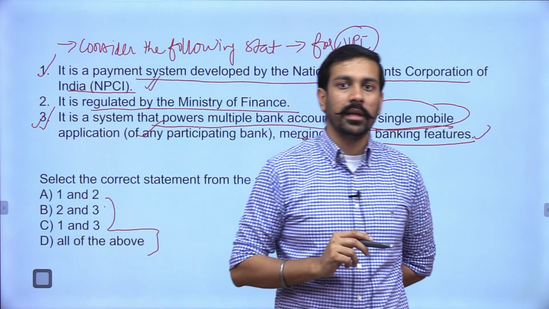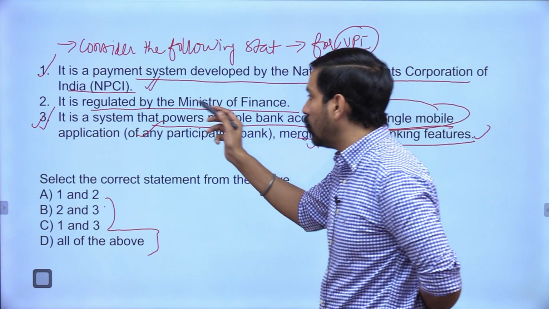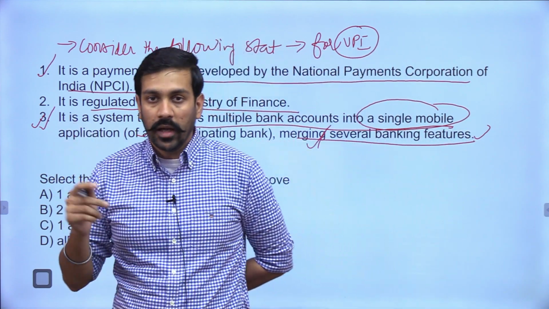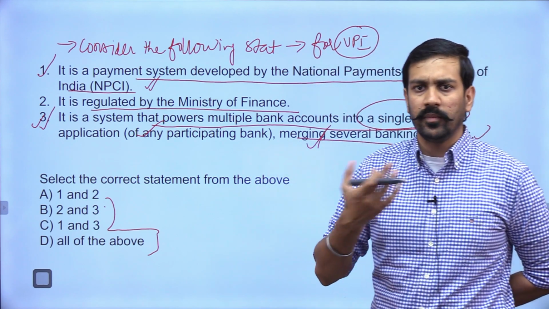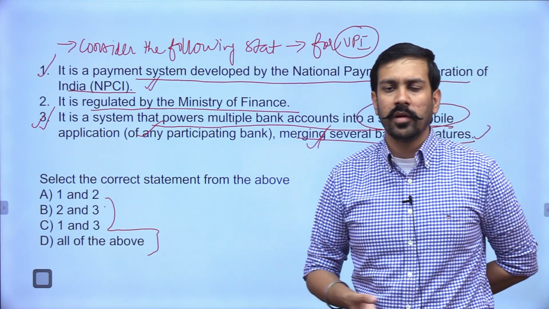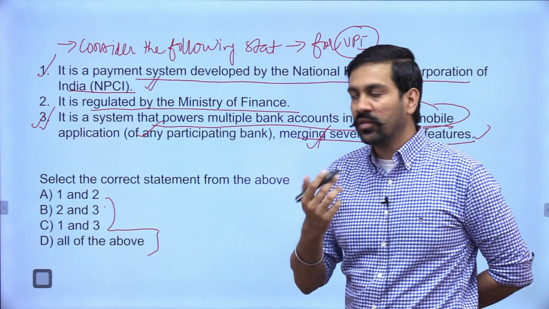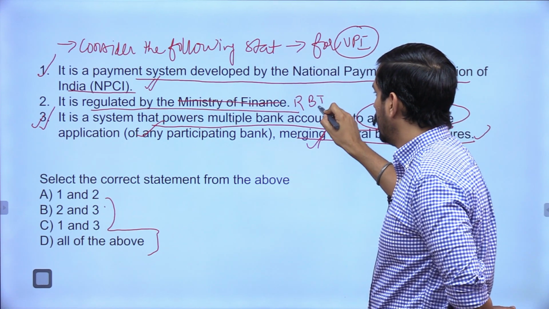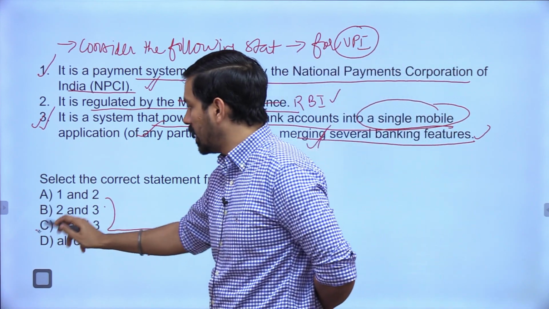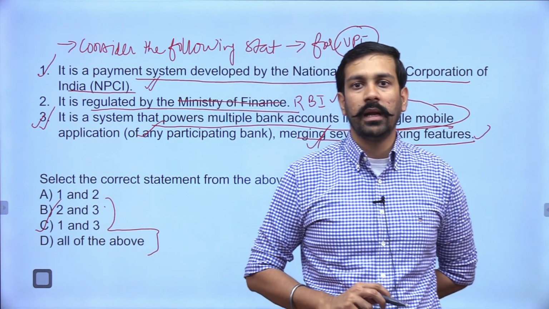Now what is the problem here? The problem is with respect to the second statement, that it is regulated by the Ministry of Finance. In the paper you may get confused due to pressure that yes, UPI is related to economics and the Ministry of Finance is an apex body that regulates all things, but it is not the case. It is regulated by RBI. So in that context, 1 and 3 are the statements that are correct. So that will be all from my side. Thank you.